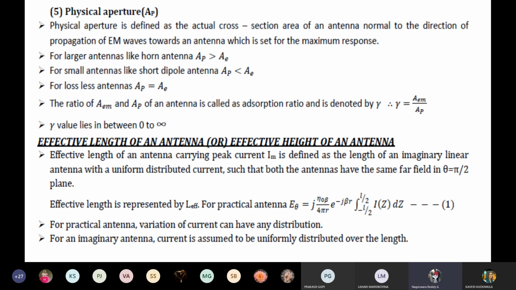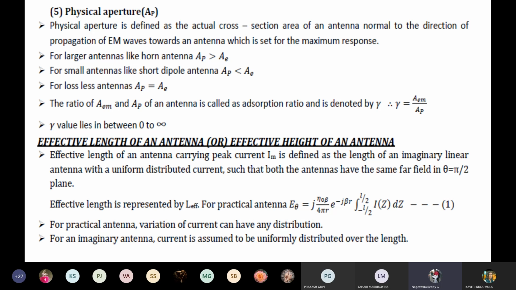It is the ratio of AS to AE. Here the absorption ratio, that is gamma, is equal to the ratio of AEM, that is the maximum effective aperture, to that of AP, that is the physical aperture. So up to aperture antenna parameters are over. Next topic is effective length of antenna or effective height of antenna.